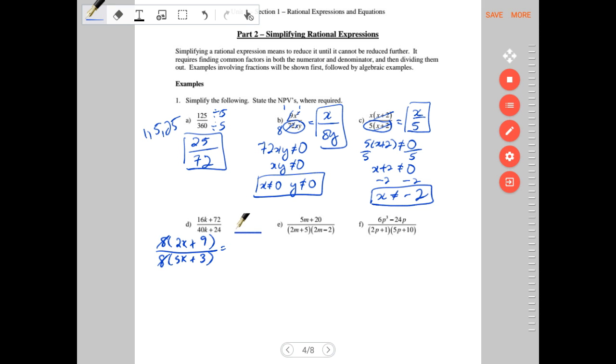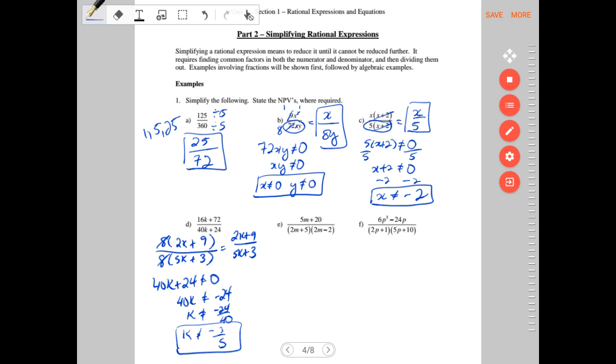I'll write that properly. 2k plus 9 over 5k plus 3. Great. All right, NPV. So 40k plus 24 cannot equal 0. 40k cannot equal negative 24. k cannot equal negative 24 over 40, which simplifies to, let's see, 4 goes into both of those. 8 goes into both of those, so that would be negative 3/5. So k cannot be negative 3/5, and that guy's done.